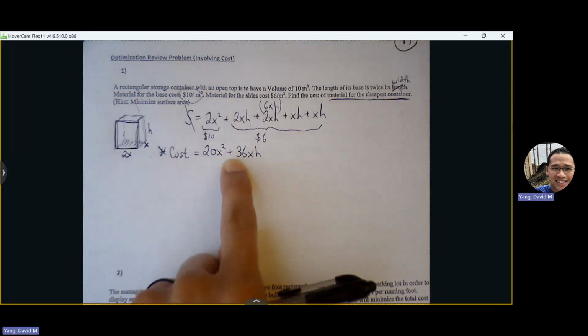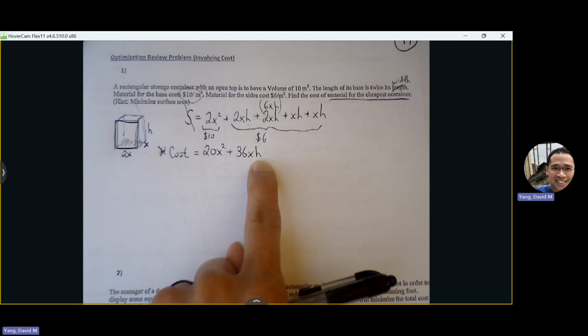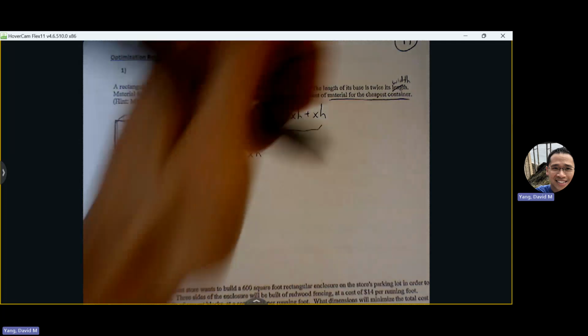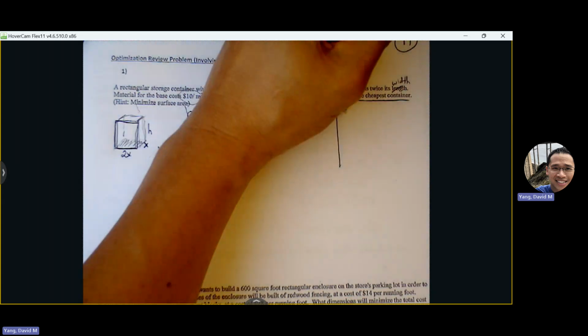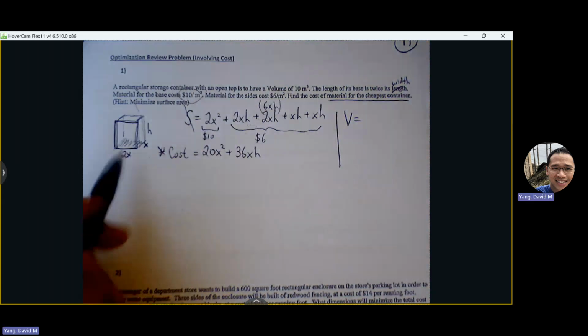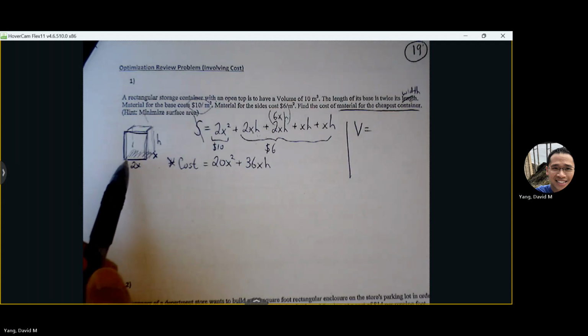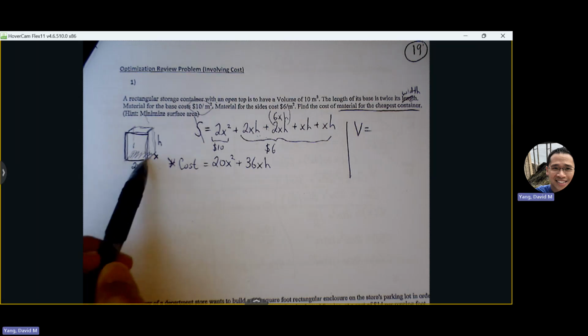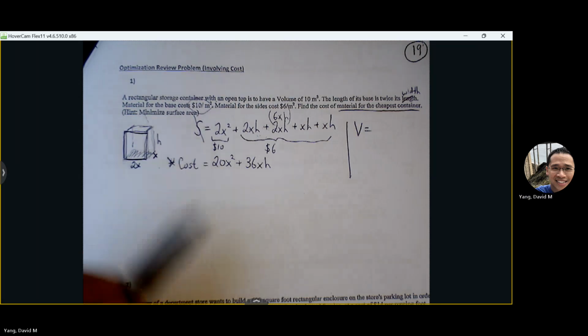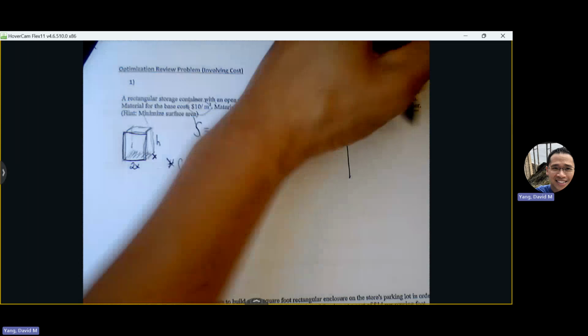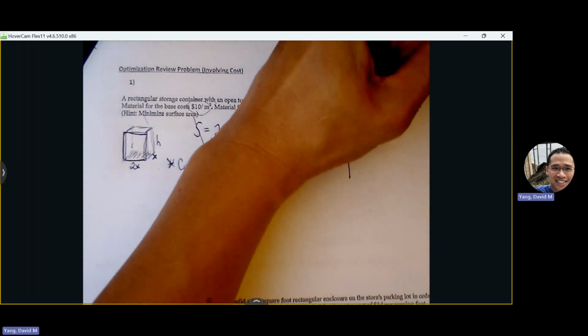plus 4, 5, 6. This is 6xh times 6. Okay, so we want to find the derivative, but there's one variable that's sticking out that we need some support from another equation for. The other equation is going to come from your volume. So what's the volume for this box based off of the variables that we have established? Good. Length times width times height. So 2x times x times h, so 2x squared times h.